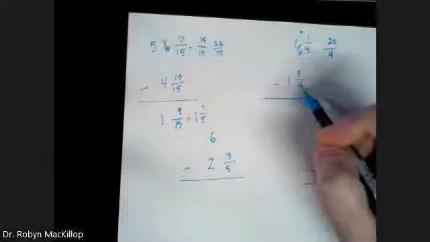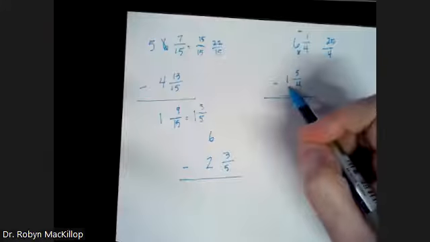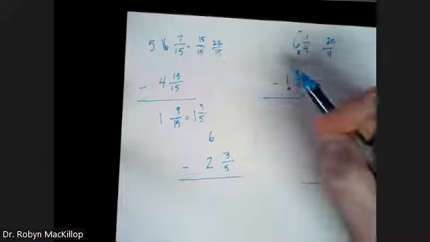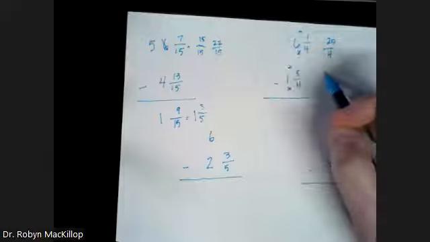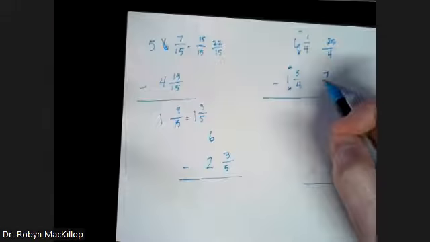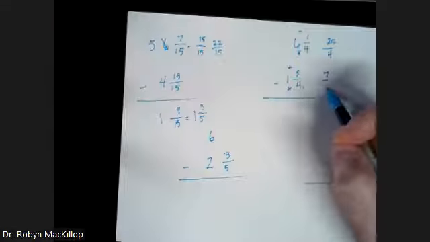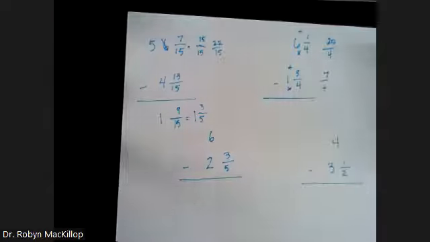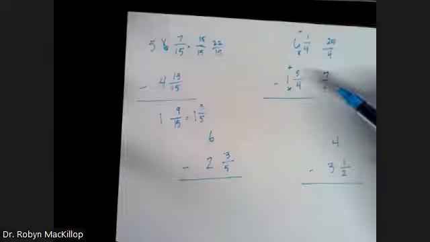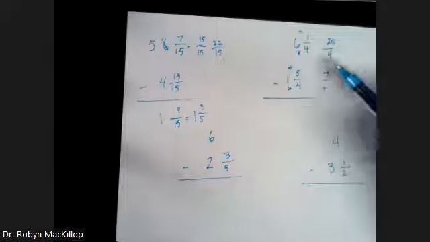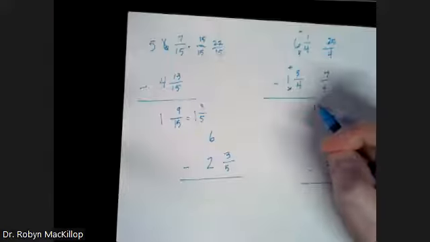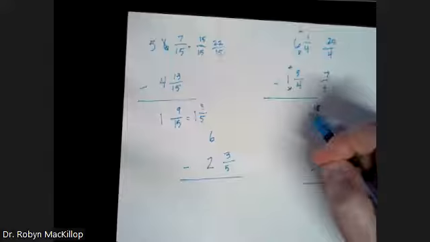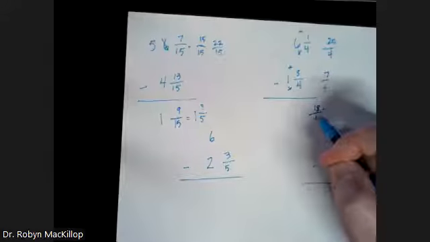So that is the improper version of the mixed fraction 6 1/4. Now we'll do it with this one. 4 times 1 is 4. Plus 3 is 7. And bring over the denominator. Now you've got a nice clean set of fractions to subtract. 25 minus 7 is 18 over 4.